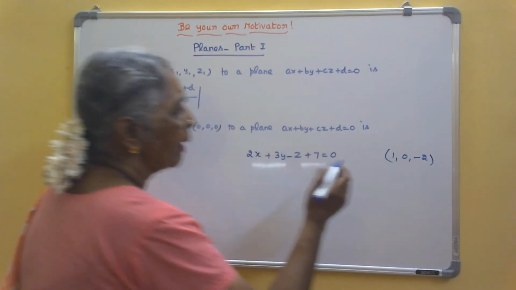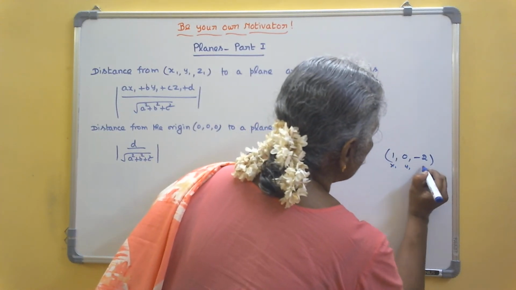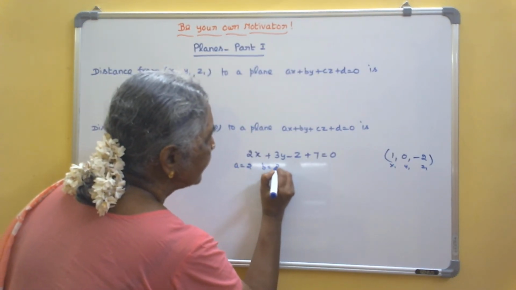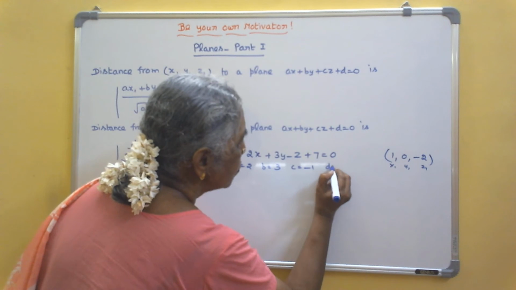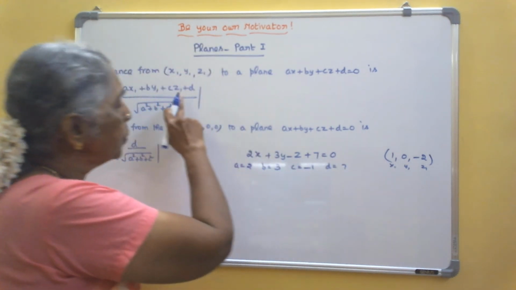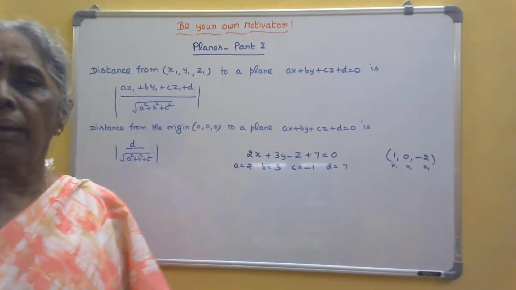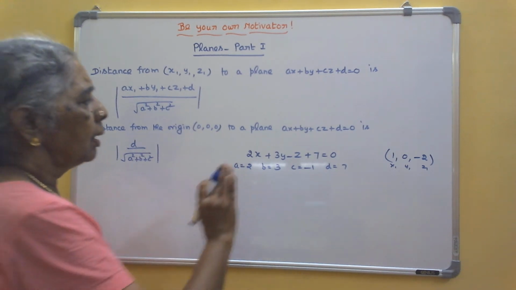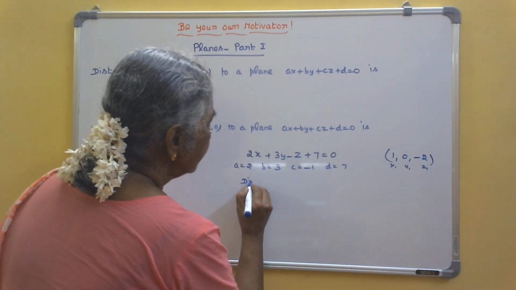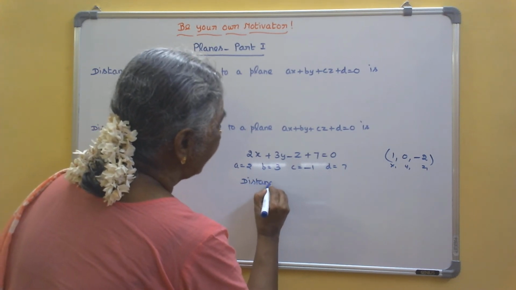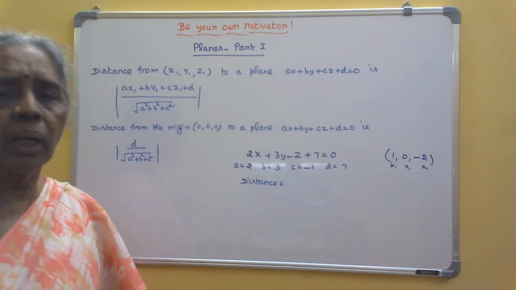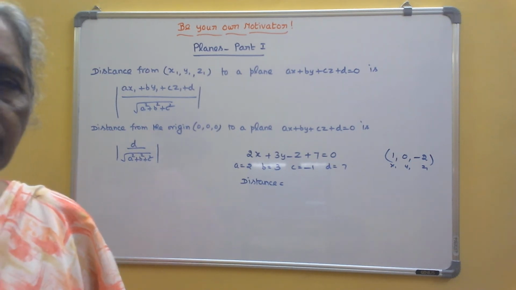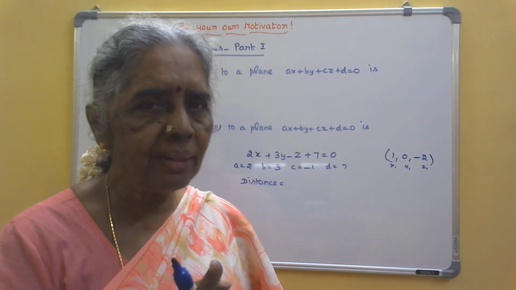So now let me write, this is x1, this is y1, this is z1. My a is 2, b is 3, c is minus 1, d is 7. To use this formula, the d should be on the left hand side of the equation, remember. Okay? So now, the distance, we mean only the perpendicular distance. I have told you already. Always remember that. Distance always means perpendicular distance unless otherwise mentioned.